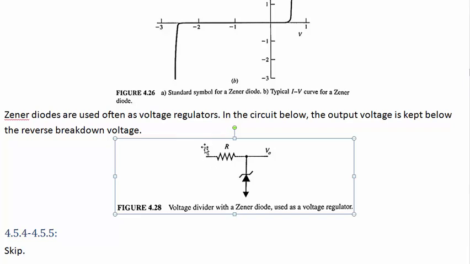If this voltage jumps up or jumps down, those voltage changes just happen across this resistor in the divider, and the Zener keeps that constant voltage across it, meaning that it's quite a good regulator.